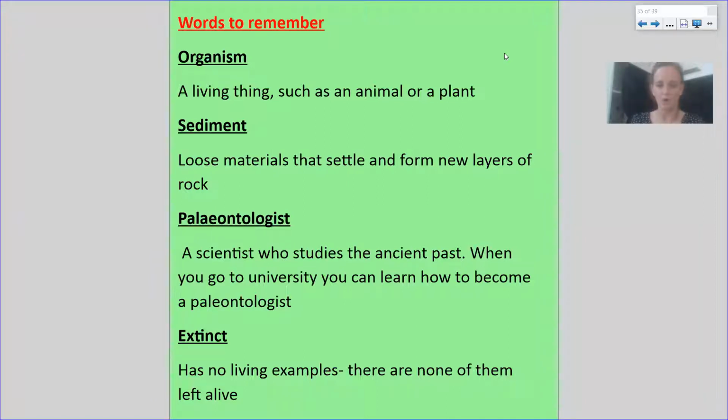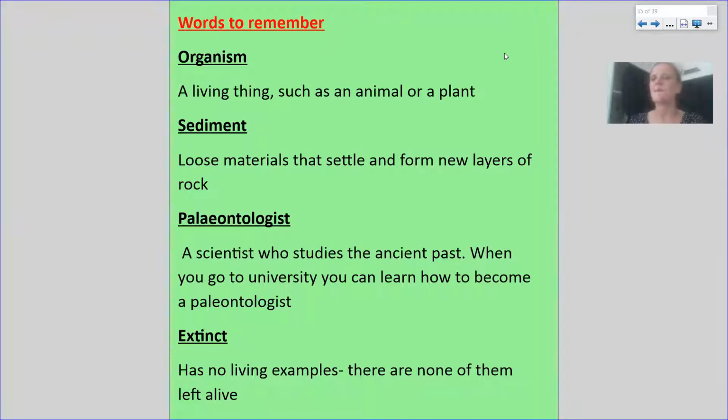Sediment we have spoken about previously, and sediment is loose materials that settle and form layers of new rock. And remember, we spoke about these being sedimentary rocks. So the word is sediment.